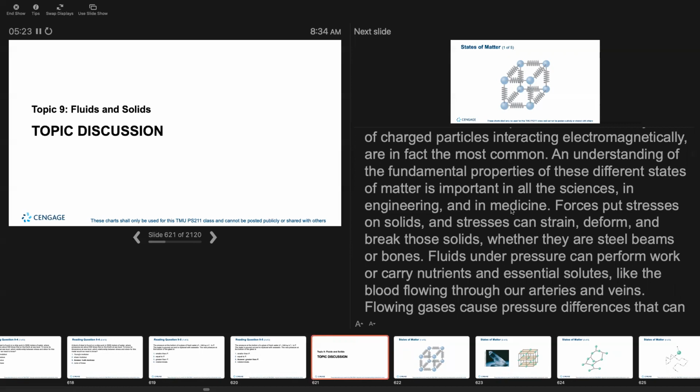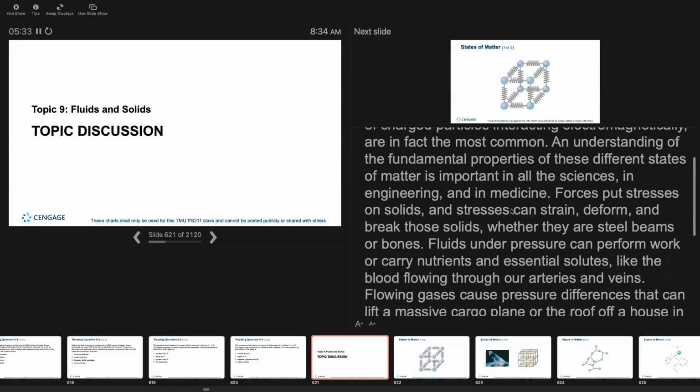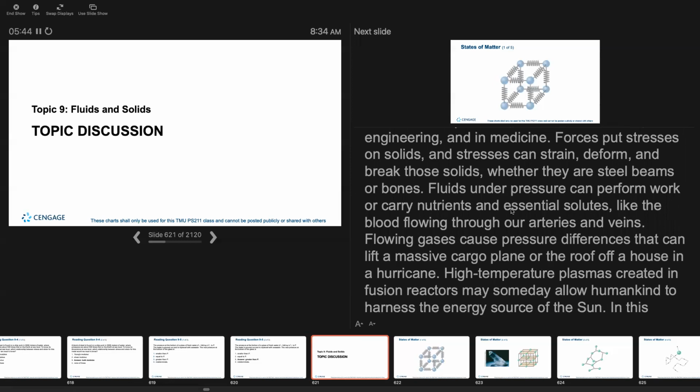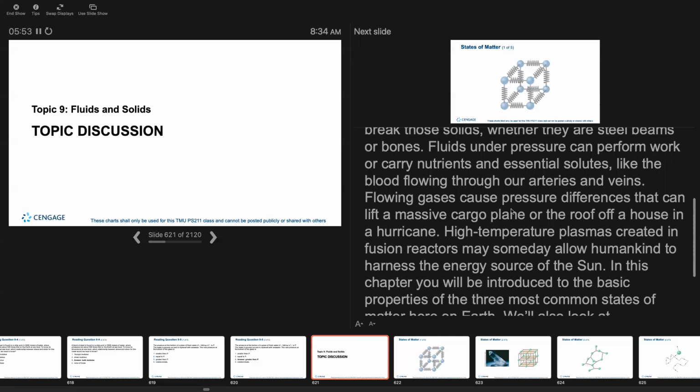Force puts stresses on solids, and stresses can strain, deform, and break those solids, whether they are steel beams or bones. Fluids under pressure can perform work or carry nutrients in essential solutions, like the blood flowing through our arteries and veins. Flowing gases cause pressure differences that can lift a massive cargo plane or the roof off a house in a hurricane. High temperature plasmas created in fusion reactors may someday allow humans to harness the energy source of the sun.